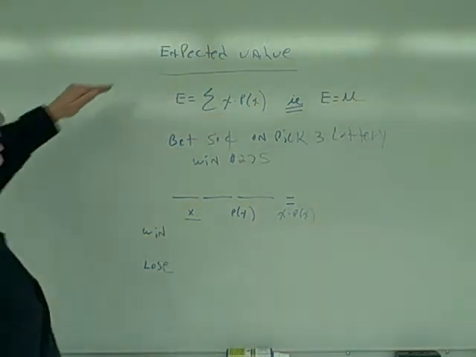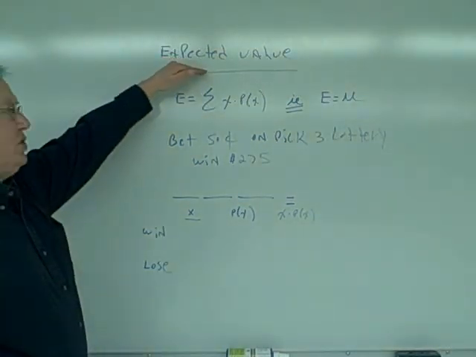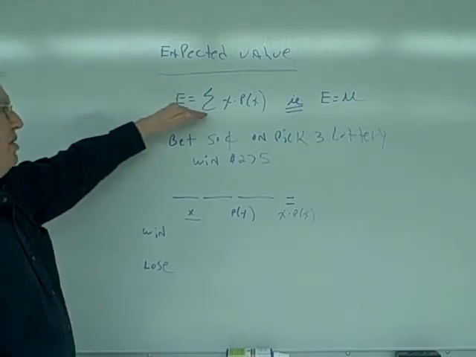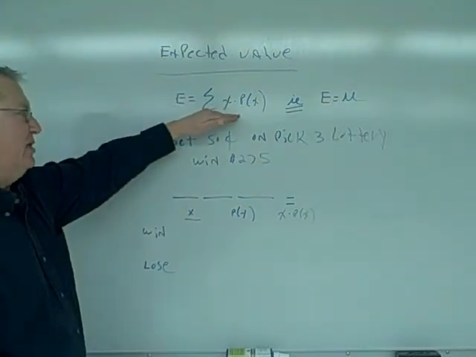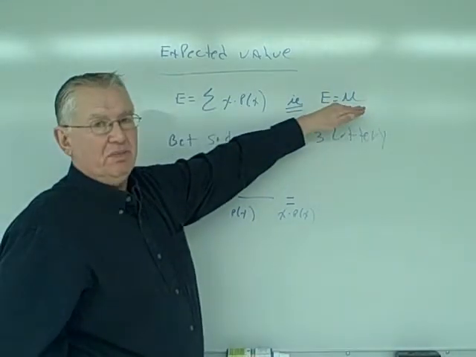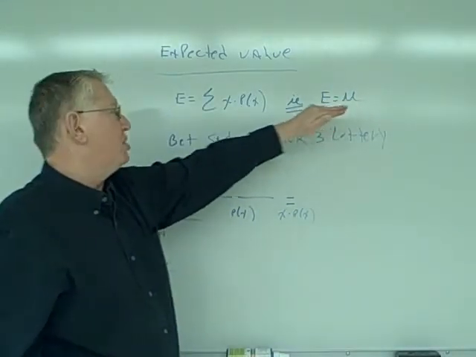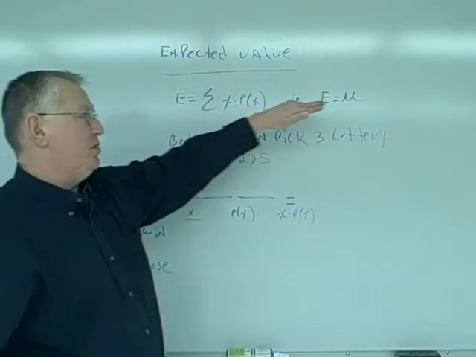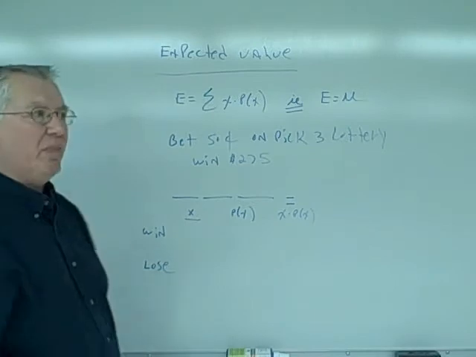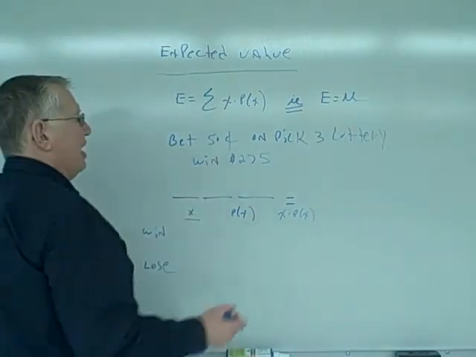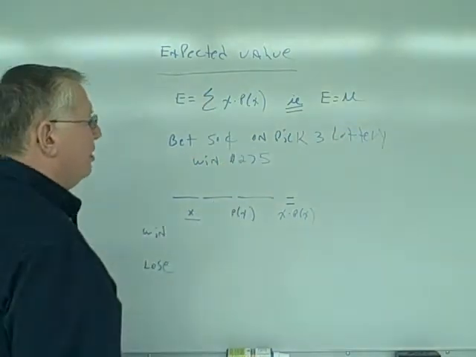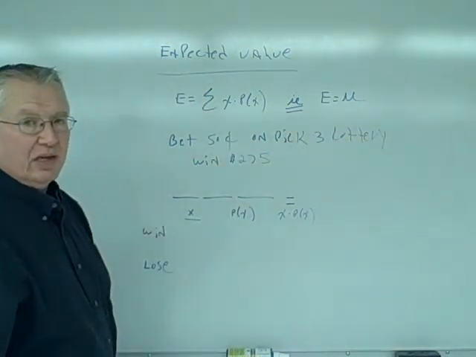When we talk about the expected value of a situation, we have a definition for the expected value. It's the sum of the x times the probability of x. And as we've just seen, that's the same as the mean of a probability distribution. So the expected value is basically the mean of a probability distribution. So we're going to take an example here where we bet 50 cents on a pick 3 lottery, and if we win, we get $275.